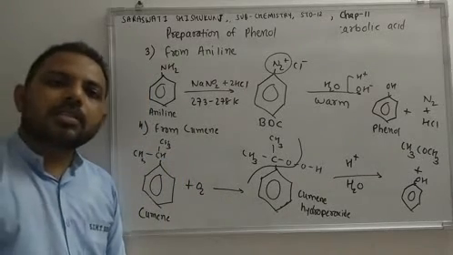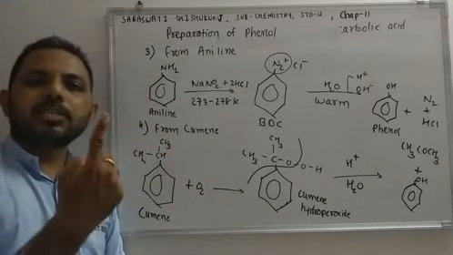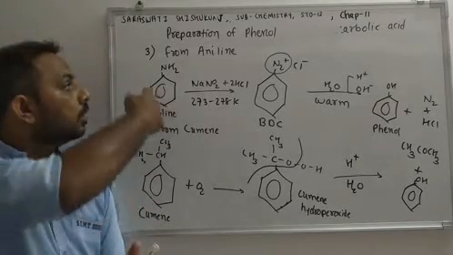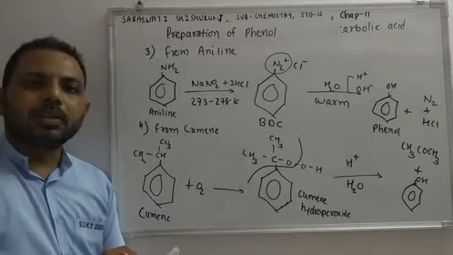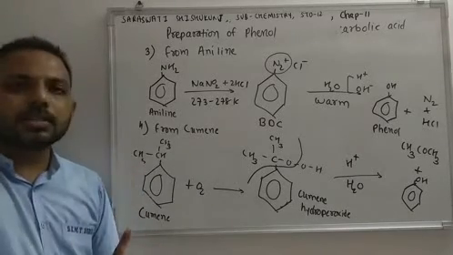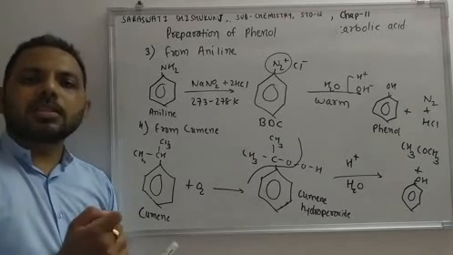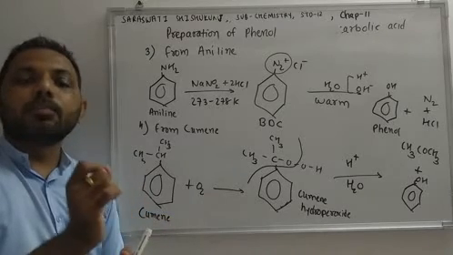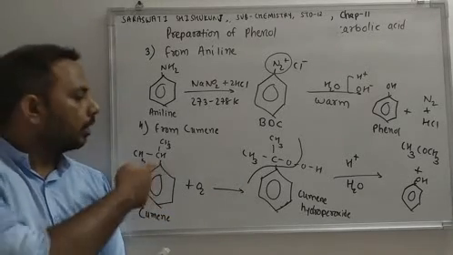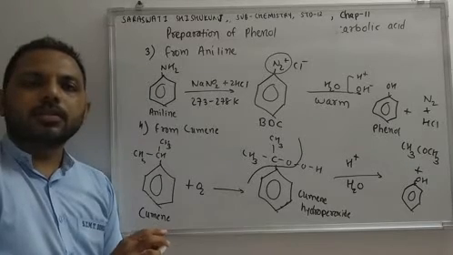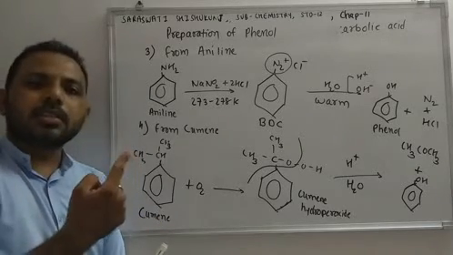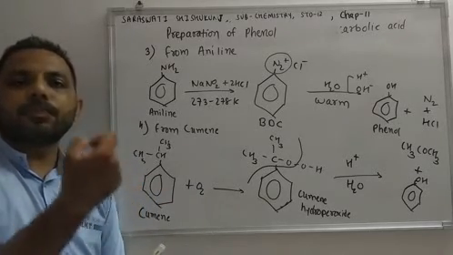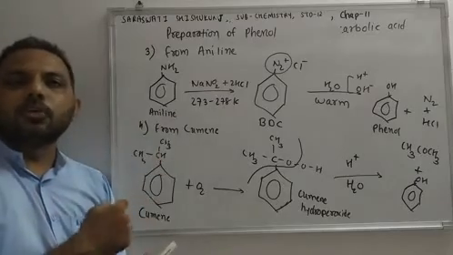So we have discussed the preparation of phenol, right? First is from chlorobenzene, second from benzene sulfonic acid, third from aniline, and fourth from cumene. So please remember these reactions. Okay. One more thing that is not discussed in the textbook. The preparation of phenol from chlorobenzene is an important reaction. Okay. And from cumene is also an important reaction. So you need to focus on these reactions from chlorobenzene and from cumene. In many exams they have asked the preparation of phenol from chlorobenzene and cumene. Okay.